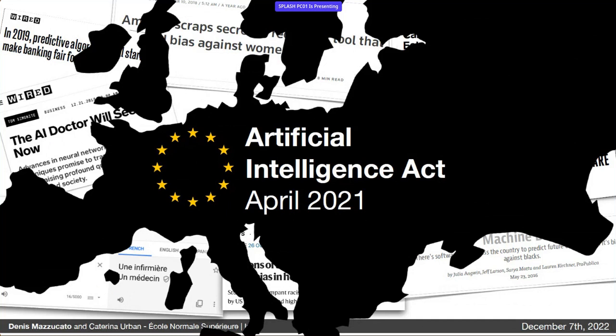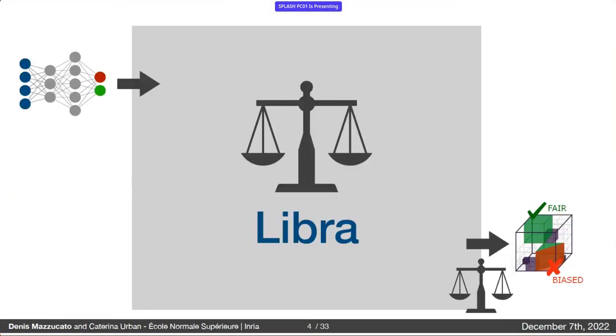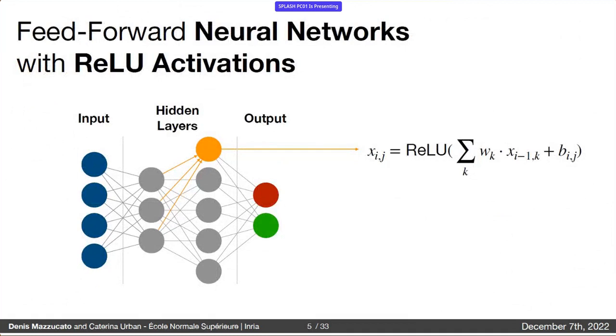So there is a need for a tool to check the presence or the absence of bias in neural networks. And so here, in this sweet spot, I present our tool, Libra, which is a static analysis tool based on abstract interpretation. Libra takes as input a neural network, and the category of neural network we use is basically the same as in the previous talk, so I will go a little bit more quickly.